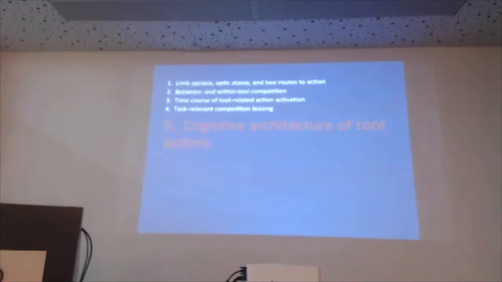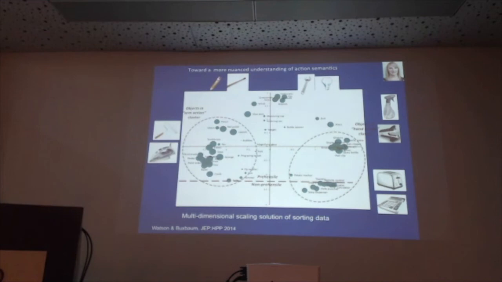Now, last but hopefully not least, we want to get at this question of how these objects are organized, how there's feature overlap that determines their similarity. And so what we did with healthy subjects is we had them sort objects into piles based on their action similarity. So they were overtly able to think about that. And then we used multi-dimensional scaling. And what we found is that we got these clusters of objects, which we could later label.